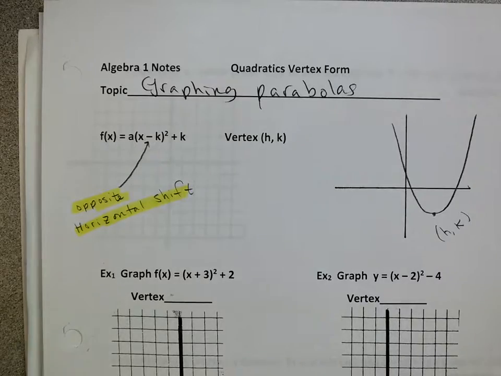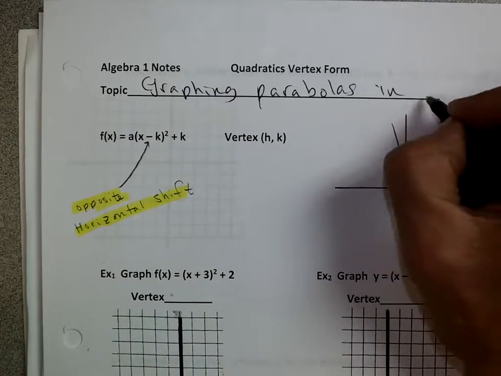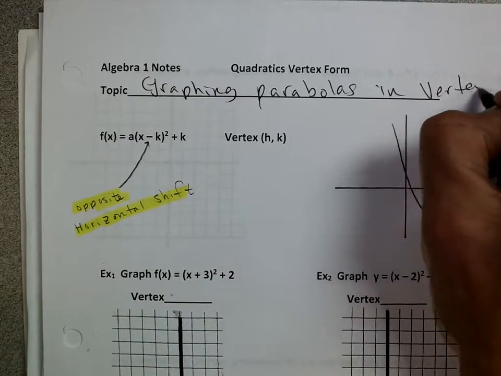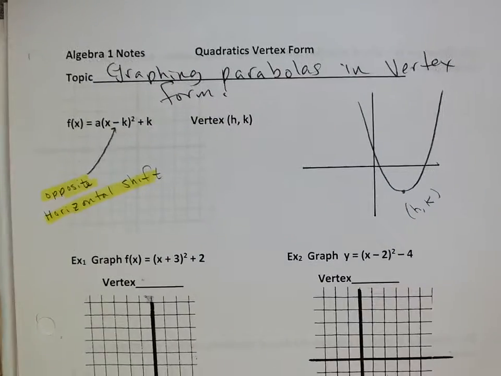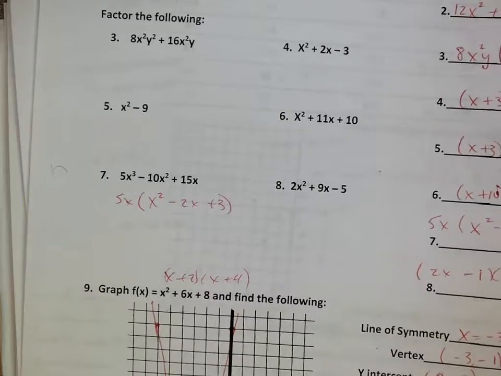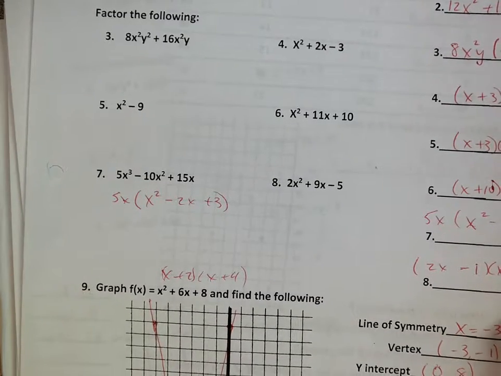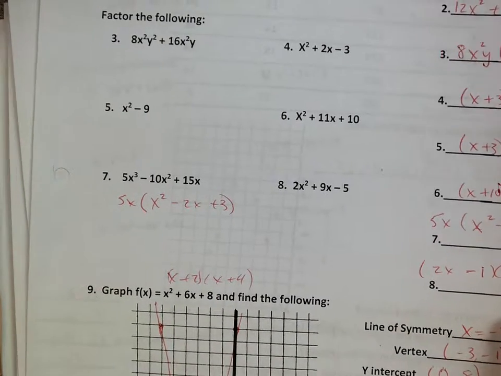Okay? Graphing parabolas in vertex form. Okay, write that down. We're going to be graphing parabolas in vertex form. Okay, so vertex form is really, we just got done taking a quiz, and on our quiz, we just got done graphing parabolas, right? And we had to come up with the negative b over 2a, right? If it's in vertex form, it's much easier.